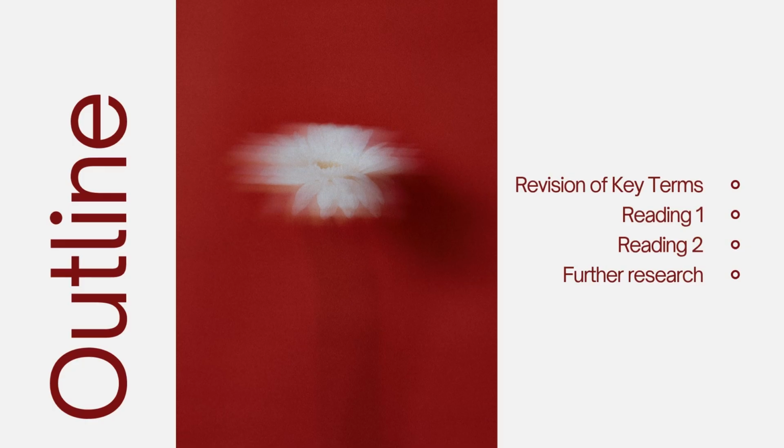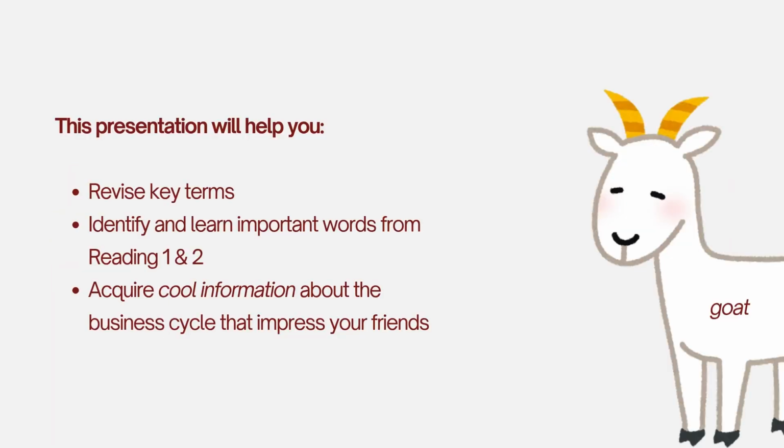Outlines. Revision of key terms. Reading number 1. Reading number 2. And further research. This presentation will help you to revise the key terms. Secondly, identify and learn important words from reading number 1 and reading number 2. And finally, acquire cool information about the business cycle that impresses your friends.